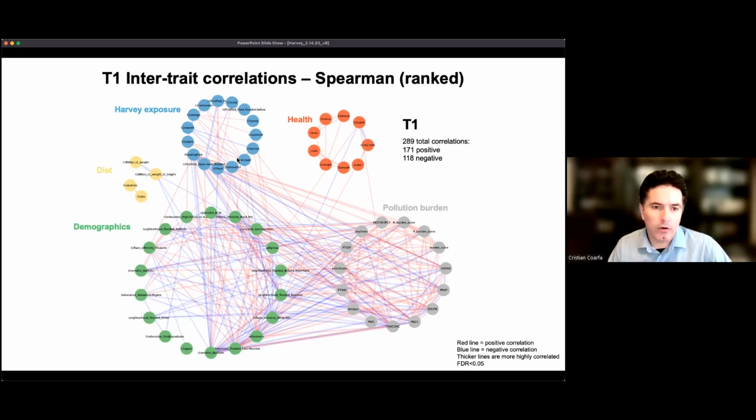So when you look at the correlation of the questionnaire traits, we group them again under diet, demographics, Harvey exposure, health, pollution burden. And we saw quite a number of associations, some positive, some negative. These were filtered for multiple hypothesis testing correction at an FDR of 5%. And with such an approach, then we can tease apart different aspects and dig deeper into them.